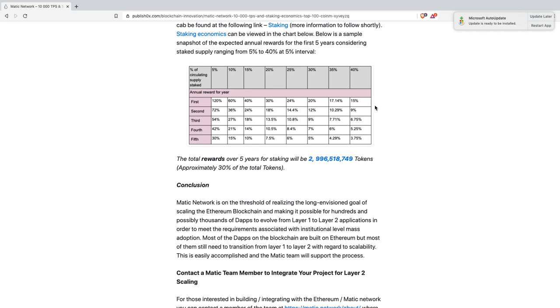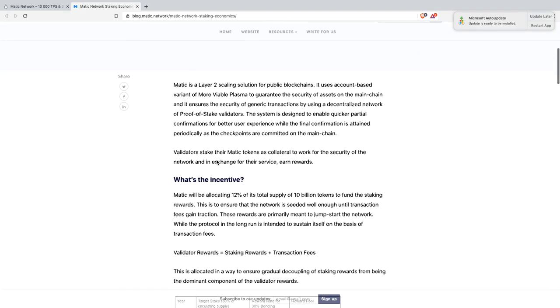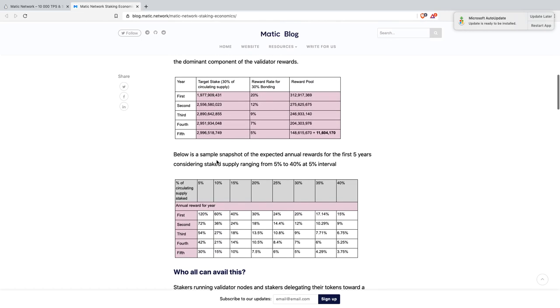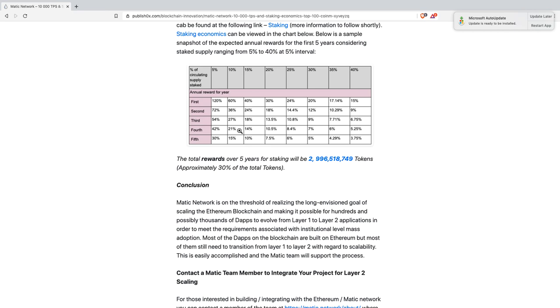However, it is anticipated that obviously the value of the token will increase. So although the percentage of the rewards decreases, the rewards will probably remain still very high. The total rewards over 5 years for staking are nearly 3 billion tokens, which is approximately 30%. You can see that in this chart here. You go down, you will see here in this chart, first year, second year, and ultimately by the fifth year, nearly 3 billion tokens would have been paid out in rewards. So this is really exciting, and staking starts soon.